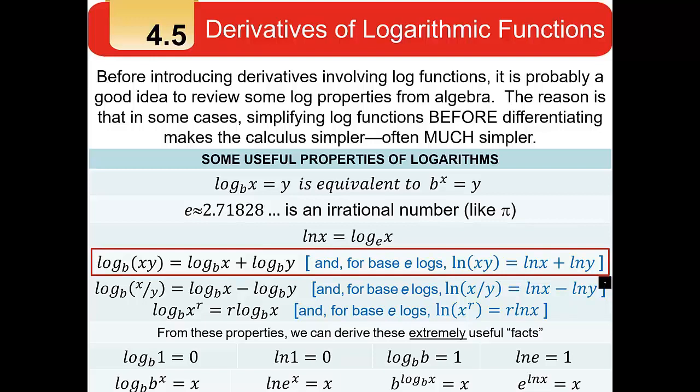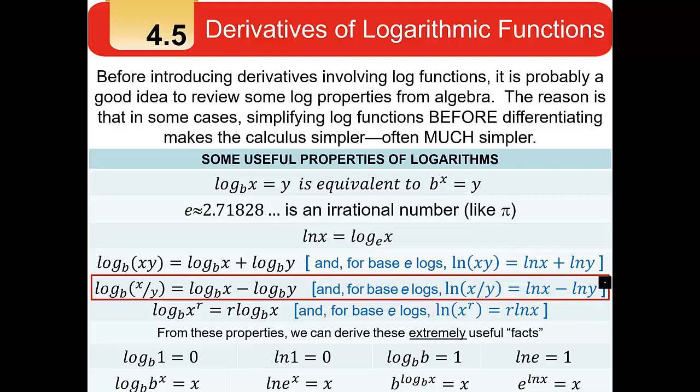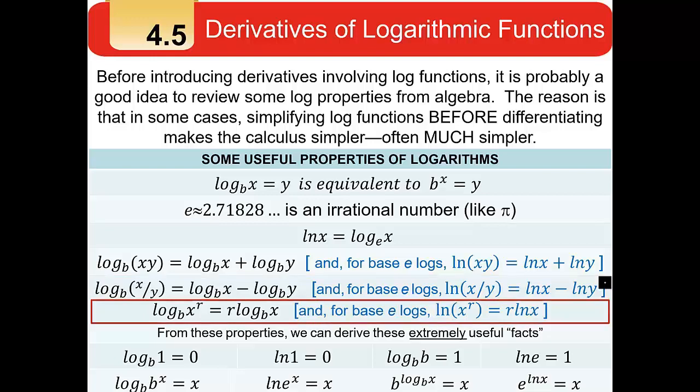Extremely useful properties. Get these back in your mind. The log of a product is the sum of the logs, if it's base b, or if it's base e, which uses the ln notation. The log of a fraction is the log of the numerator minus the log of the denominator, again, whether you're using log base b notation or natural log notation, the ln.